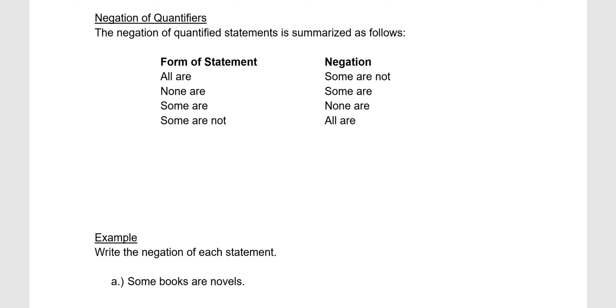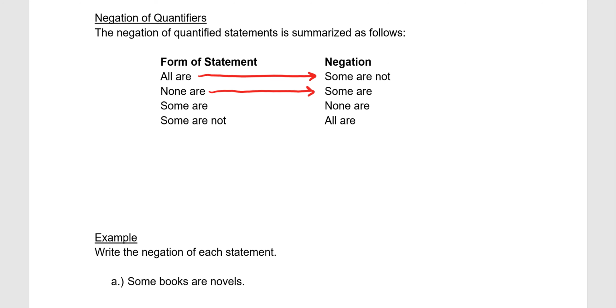Okay, so here is a little description of the negation of these quantifiers. Suppose we have the form of the statement that says all are, just like we were saying all lakes have fresh water. We said that the negation for all is going to be some are not. If we have the form of the statement none are, the negation is going to be some are. So obviously the confusion here is that all and none are not negations.